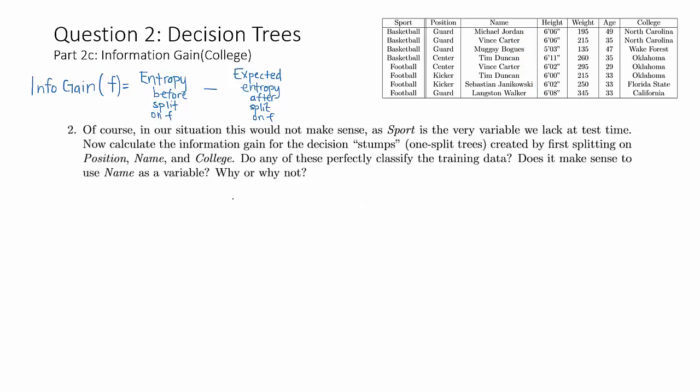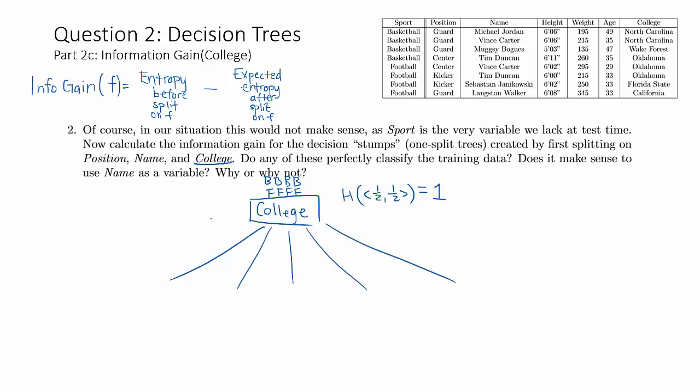Alright, one more of these information gain examples. Now we're interested in the information gain of college. So let's start by doing the same, putting college as our node here. And again, we have 8 training examples, and the initial entropy is 1. For colleges, there are 5 colleges listed here, so we have 5 branches. The first college is North Carolina. And for North Carolina, there's 2 basketball samples.